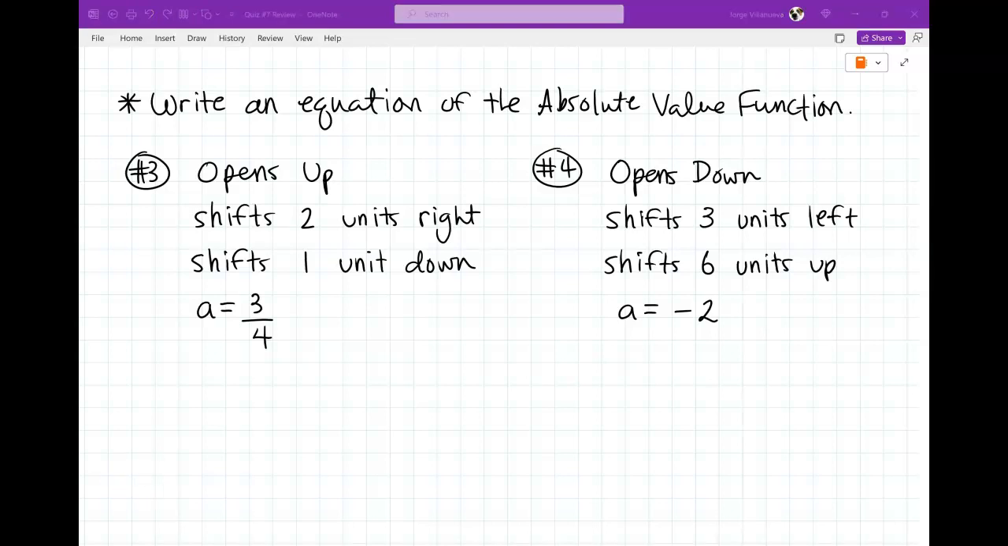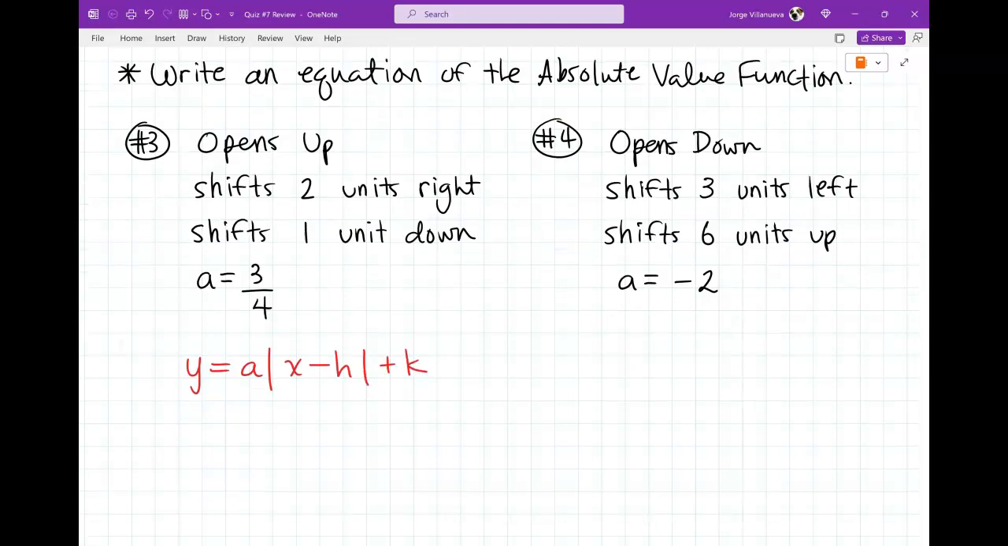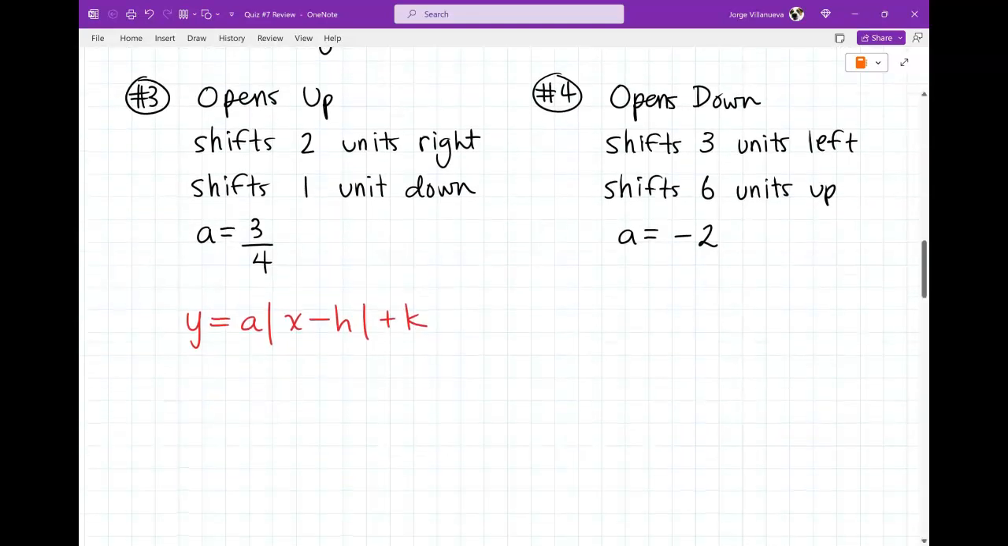All right, so for questions 3 and 4, they want me to write the equation y equal to a times the absolute value of x minus h plus k. So let me write that down here. Y equal to a absolute value of x minus h plus k. All I have to do is fill that in, okay? So my a term, well, that's obvious. It's 3/4, right? And it opens up. So it's going to be a positive value, so that makes sense.